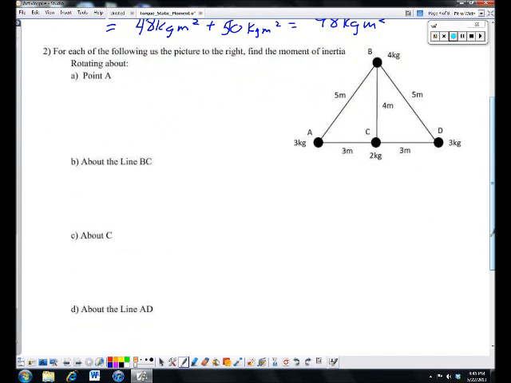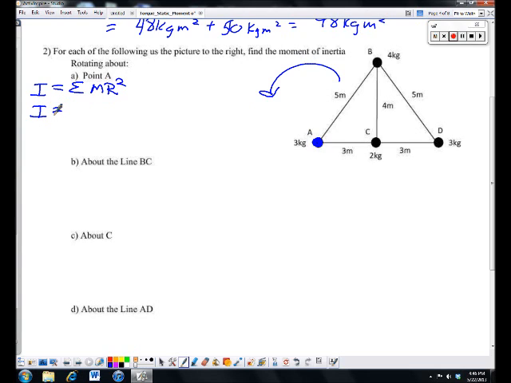Let's take a look at one that gets a little bit more interesting. Crazy looking thing. Don't get freaked out. Pick your pivot and do everything. So I'm pivoting about point A first. Okay. I'm pivoting about point A. I'm rotating around point A. It doesn't matter which way I'm rotating. So here we go. Sum, I is my sum of mr squareds. So let's do it one at a time.